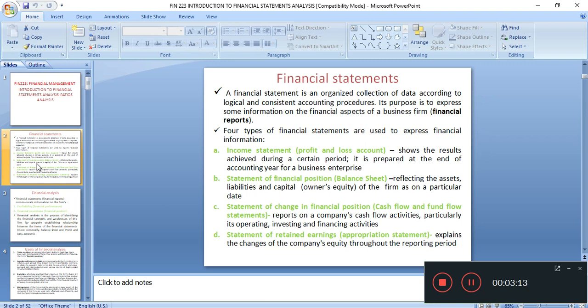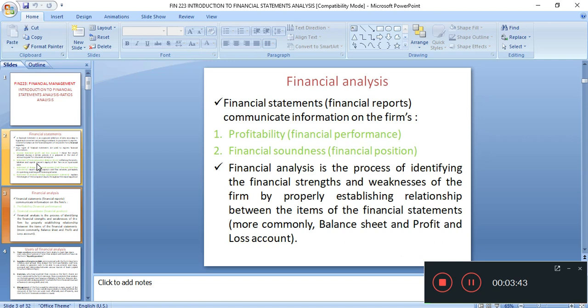Another financial statement is the statement of retained earnings. Here, the statement expresses the change in the company's equity throughout the reporting period. If the company's equity changes, it is shown in the reporting.